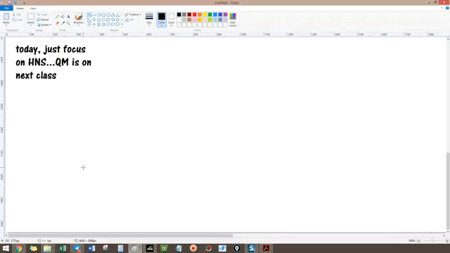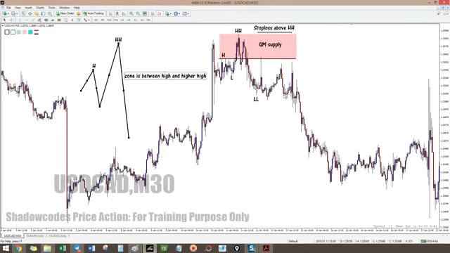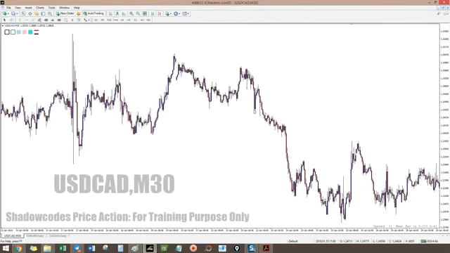HNS is like this. 1, 2, 3, and a 4, and a 5. Like this. Okay. This is a HNS, but for your zone, it will be something like this. This is your zone. This is your entry level. Okay. Oh, just need to draw it here. This is a QM. I just want the HNS. All right. This is a good HNS.